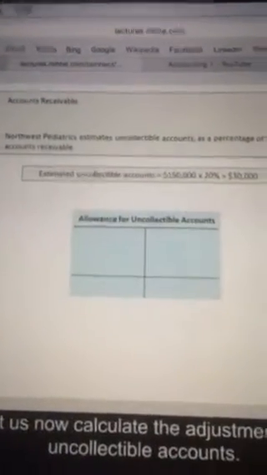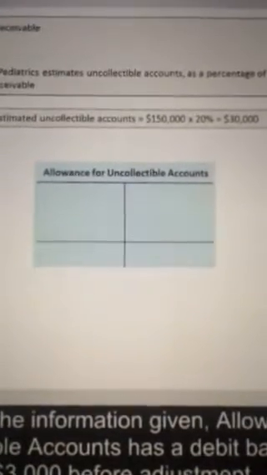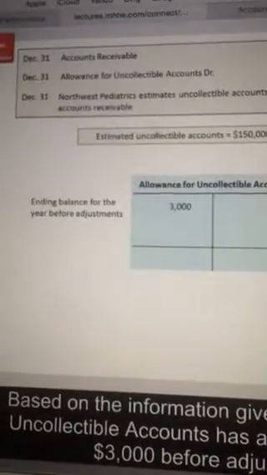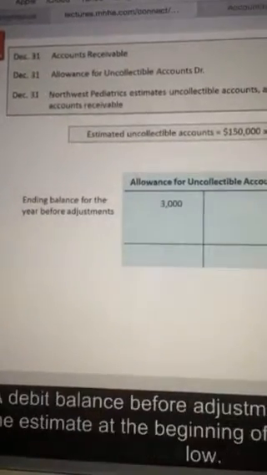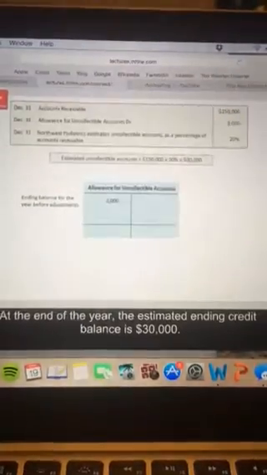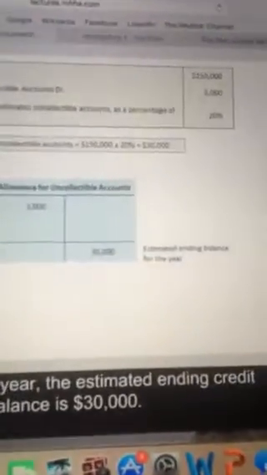Let us now calculate the adjustment for uncollectible accounts. Based on the information given, the allowance for uncollectible accounts has a debit balance of $3,000 before adjustment. A debit balance before adjustment indicates that the estimate at the beginning of the year was too low. At the end of the year, the estimated ending credit balance is $30,000.